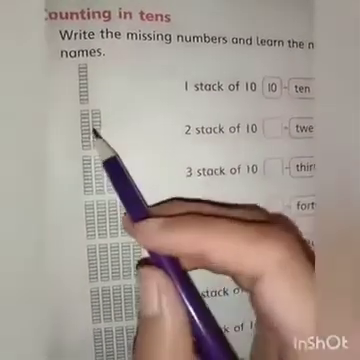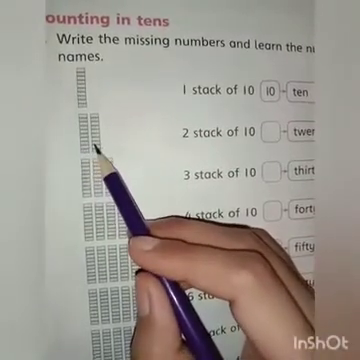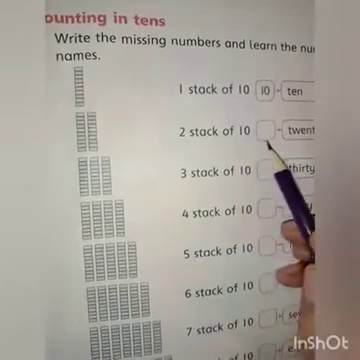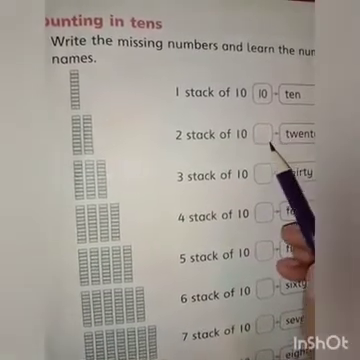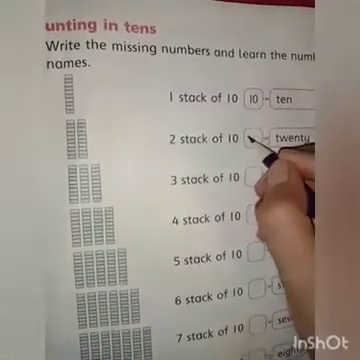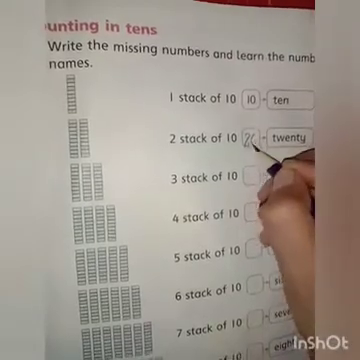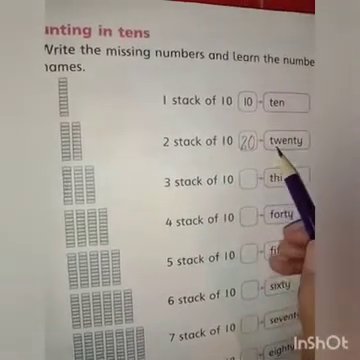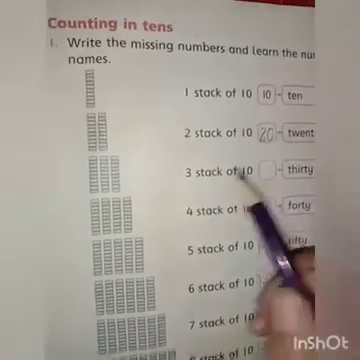Go for the next one. Here we have two stacks of tens. Two stacks of tens make the number 20. We are going to write 20 in numbers first. 20 in numbers, then 20 in words. Go for the next one.